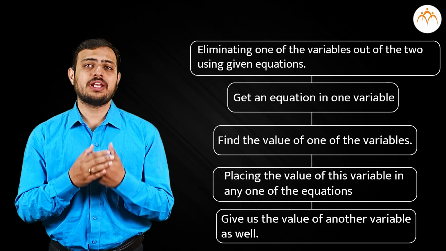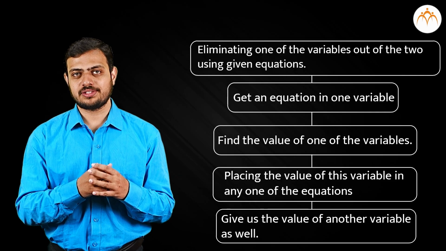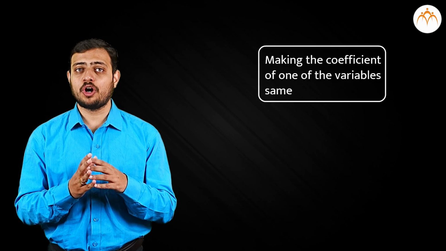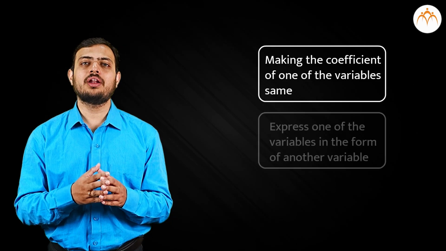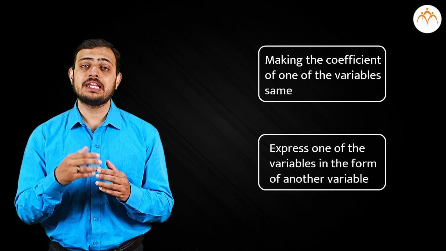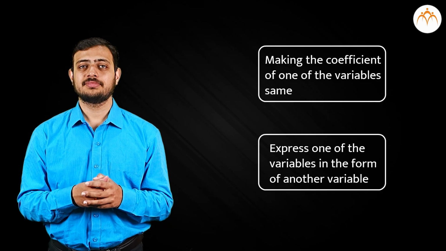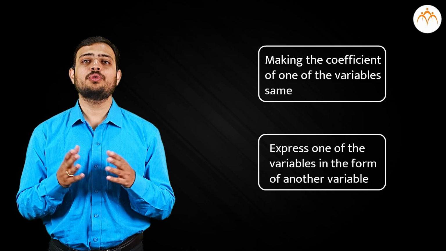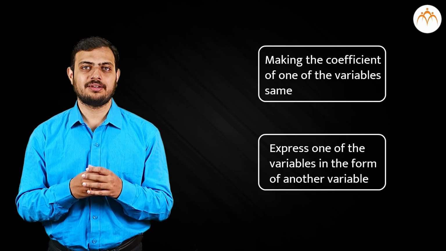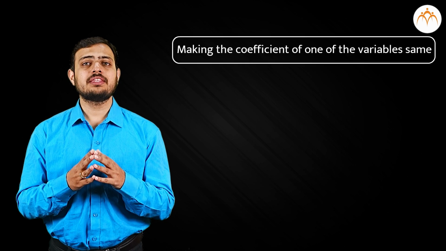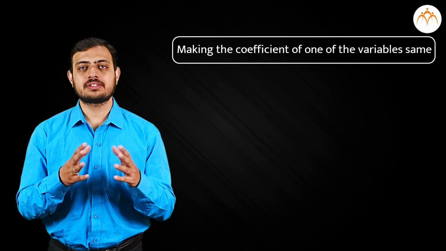Elimination of one of the variables can be done in two ways: making the coefficient of one of the variables same or express one of the variables in the form of another variable. Let's explore both of these methods in detail. First, making the coefficient of one of the variables same.